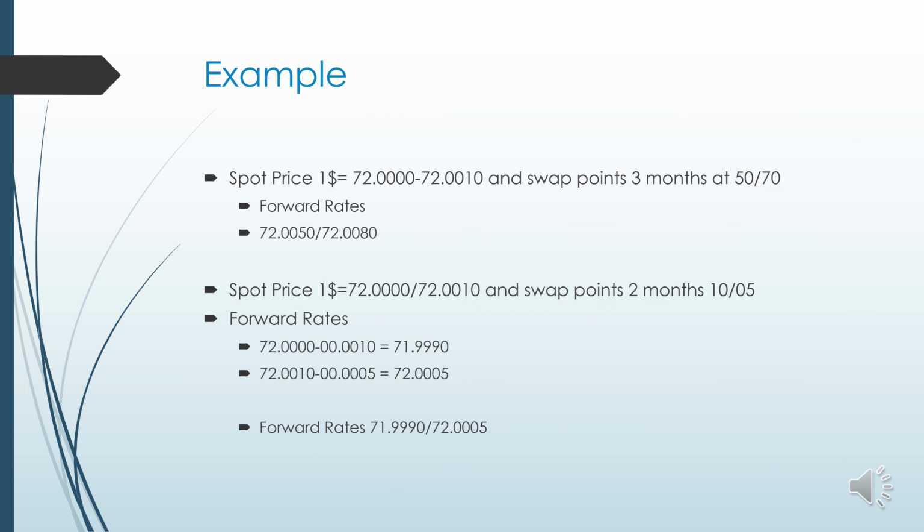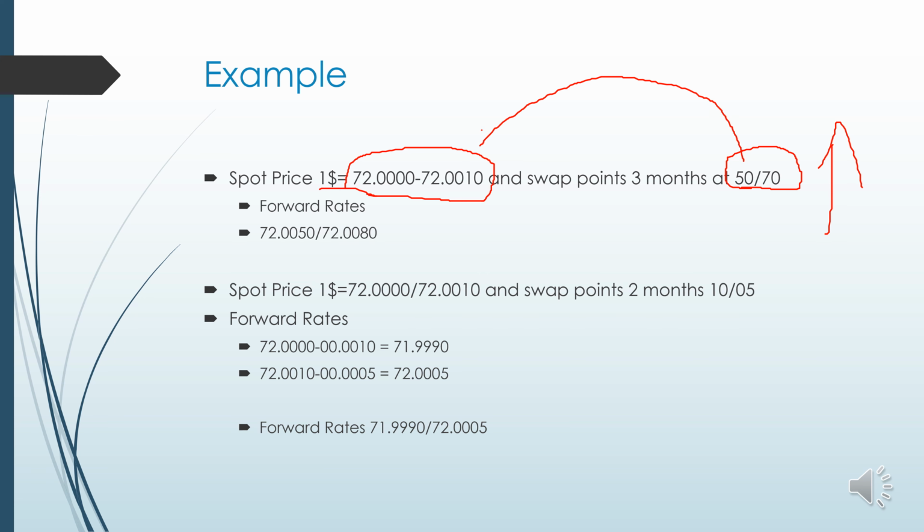Now let's look into a calculation method for swap points. Spot price is $1 equal to 72.0000 by 72.0010. This is a two-way quote, and the swap points for 3 months are 50 by 70. So it's in ascending order, and we can easily calculate by adding the pips. The forward rates would be 72.0050 by 72.0080. What we did here is simply add the pips 50 and 70 to the spot rate.